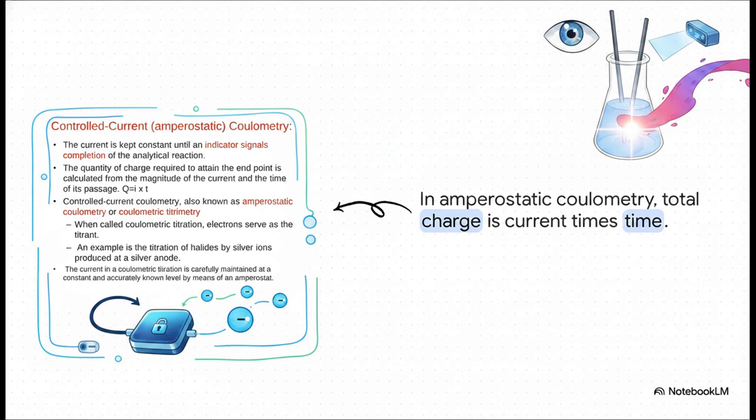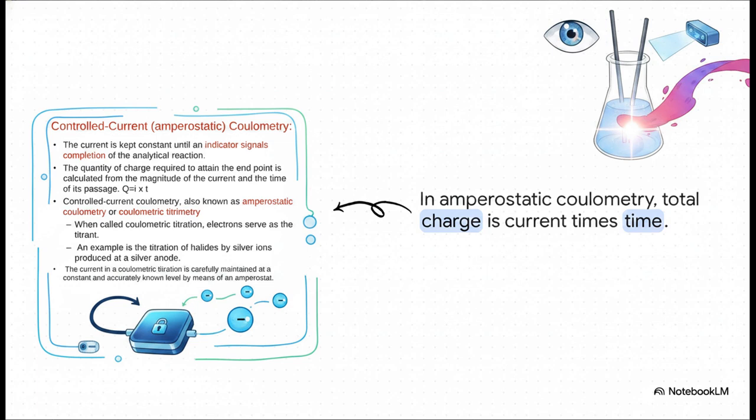Now, what if you just don't have an hour to wait around? Let's abruptly shift gears to the controlled current method, often called amperostatic coulometry. This is your much faster, high-energy alternative. Because the current is rigidly locked in place by a device called an amperostat, the math becomes wonderfully simple. Since current doesn't decay over time, our total charge, Q, is simply the current, I, multiplied by the time, T.